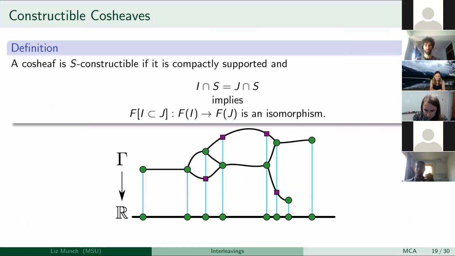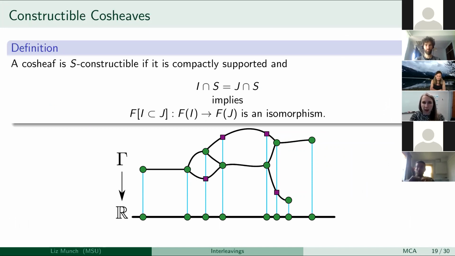Now, I said before that I need to make some assumptions on my input data in order to end up with nice graph output structures. The definition we ended up working with was S-constructible co-sheaves. So here's the idea. If you give me a set of points in R, S is my set of points in R, they're the green circles on the bottom here.